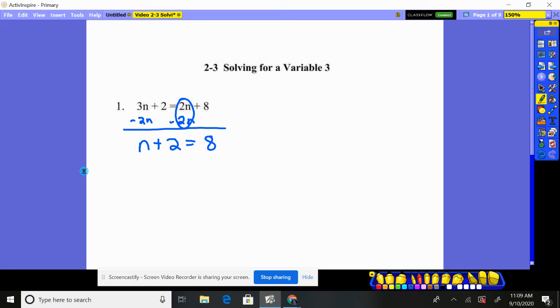Now it's just, hey, get n by itself. You got all the variables over on the left, so move that number plus 2 over to the right. How do I move it? I subtract 2 from both sides, and I get n equals 6.